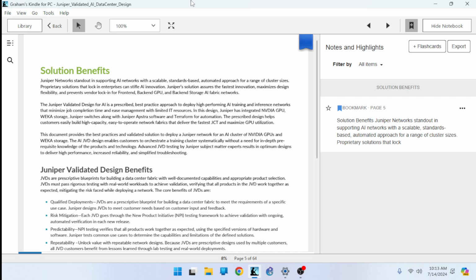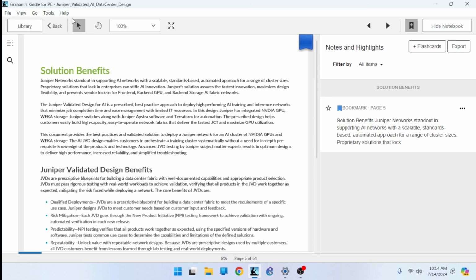All right, so now we're going to read about the solution benefits. Juniper networks stand out in supporting AI networks with a scalable, standards-based, automated approach for a range of cluster sizes. Proprietary solutions that lock in enterprises can stifle AI innovation. Juniper's solution assures the fastest innovation, maximizes design flexibility, and prevents vendor lock-in for front-end, back-end GPU, and back-end storage AI fabric networks. Doesn't that sound great? That sounds amazing.